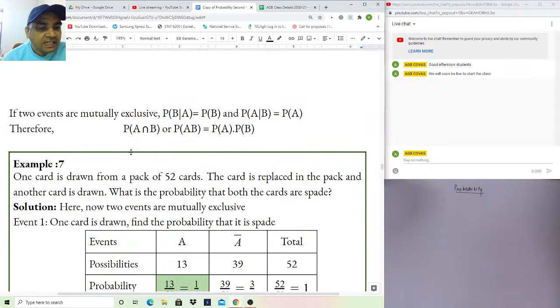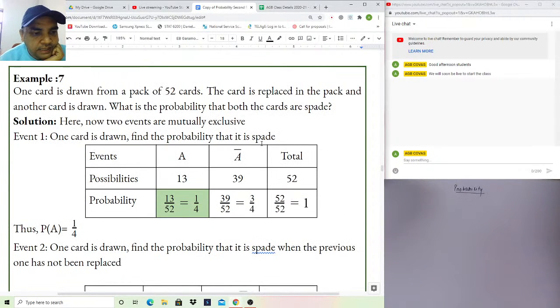So if two events are mutually exclusive, what will happen? In that case, if another card has to be drawn, then this P(B) will not be affected by this occurrence of A. So it will be equal to P(B). In that case, it will simply be the multiplication of P(A) into P(B).